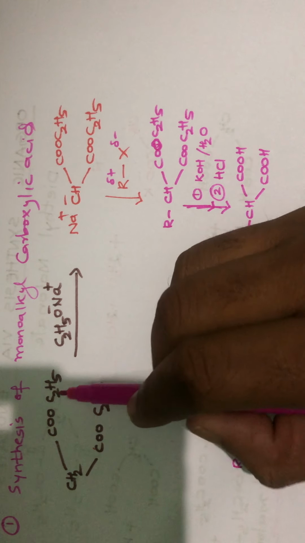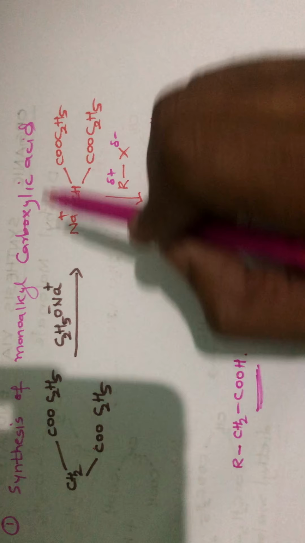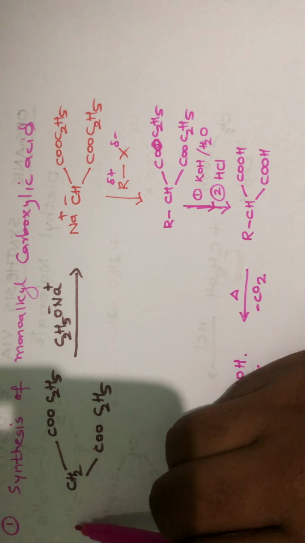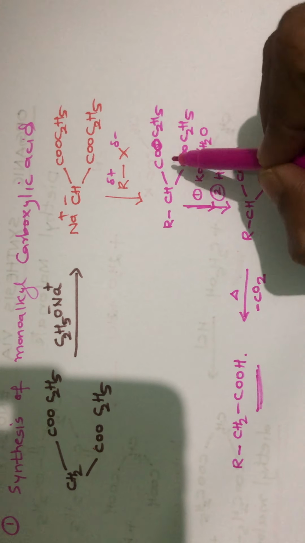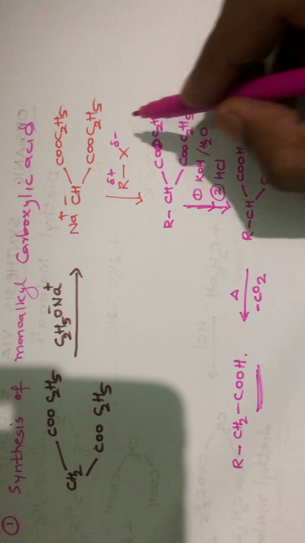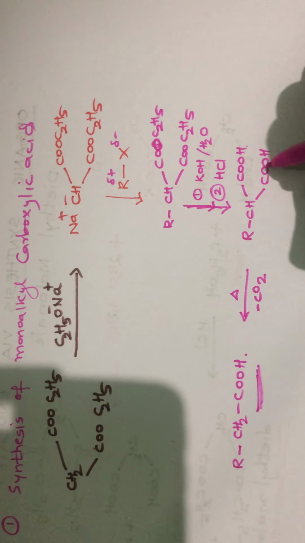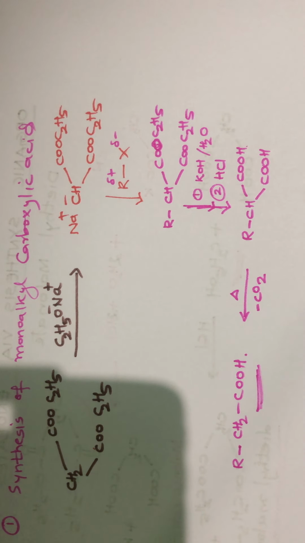So students, we have an ester. Before converting it into acid, you can alkylate it by treating it with an alkyl halide, and you get an alkylated ester. Then the ester is converted into acid by simple hydrolysis, and there are two carboxylic acid groups. Then on simple heating, it undergoes decarboxylation to give you an acid. So this is the preparation of an acid from malonic acid ester.